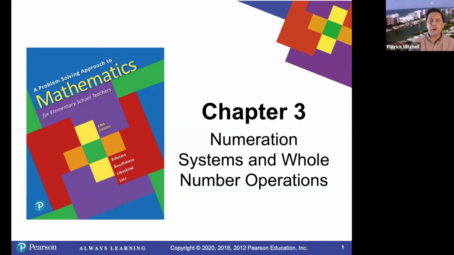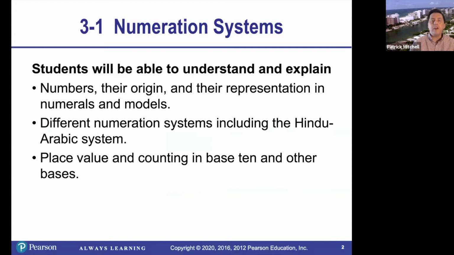Today we're starting Chapter 3 on Numeration Systems and Whole Number Operations. So in the first section, 3.1, we're going to talk about numeration systems. You will be able to understand and explain numbers, their origin, and their representation in numerals and models, different numeration systems, including the Hindu-Arabic system, and place value and counting in base 10 and other bases.